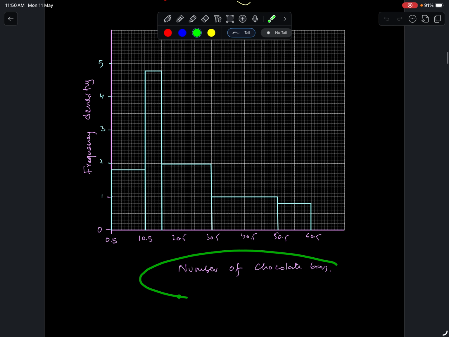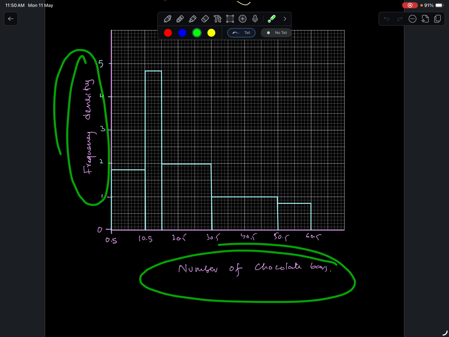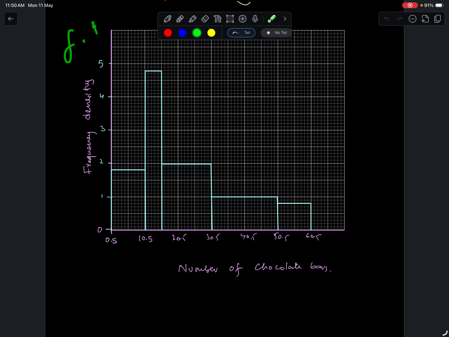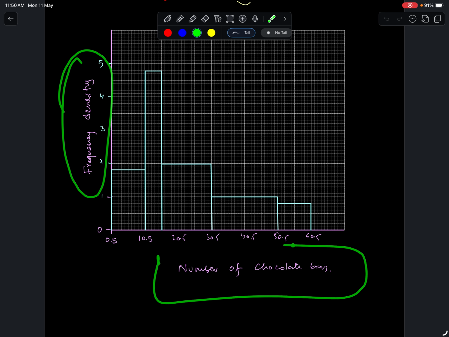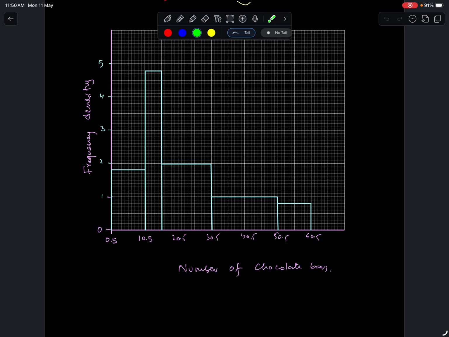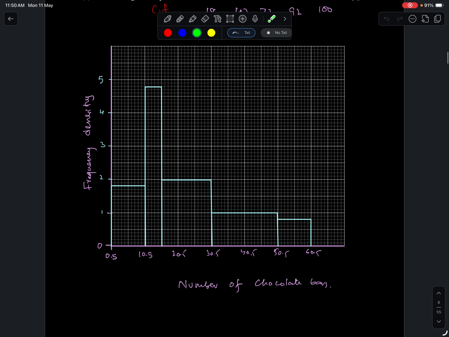And you have to label the axis, write frequency density. Don't write FD, don't use short terms. Always write the complete things or complete statements. Take the scale very carefully.